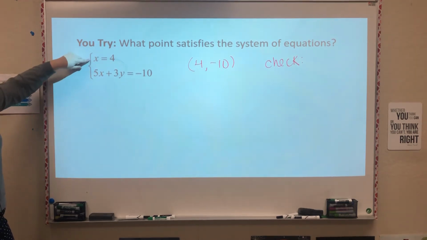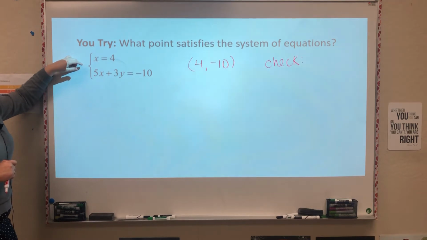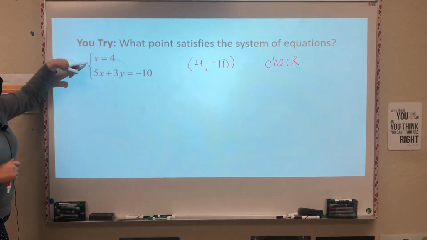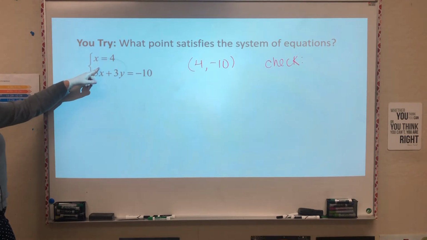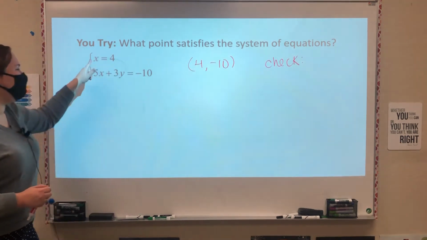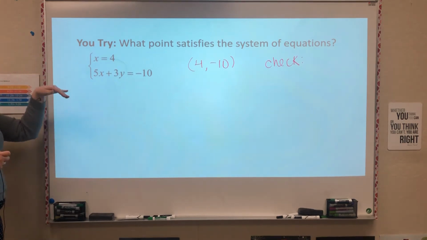So why not this one? Because there's no y. Could you still substitute in the first one? Yes. And it would still be correct. Yeah. You do want to check both of them. This one is very easy to check. We can see that 4 equals 4 right away. If there was more to the equation, though, we would want to substitute in both.